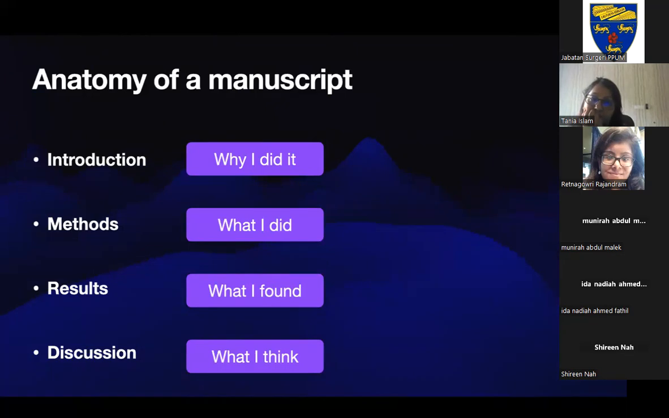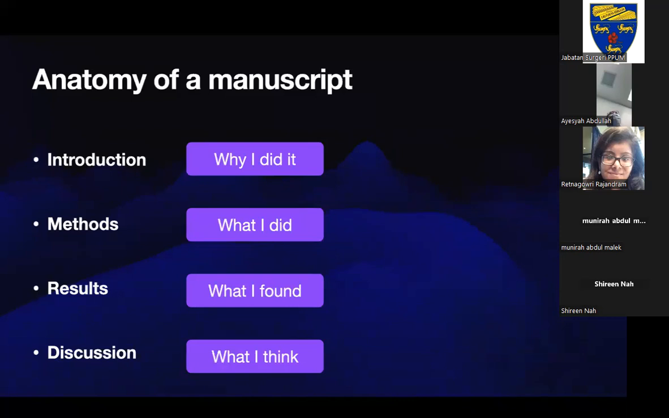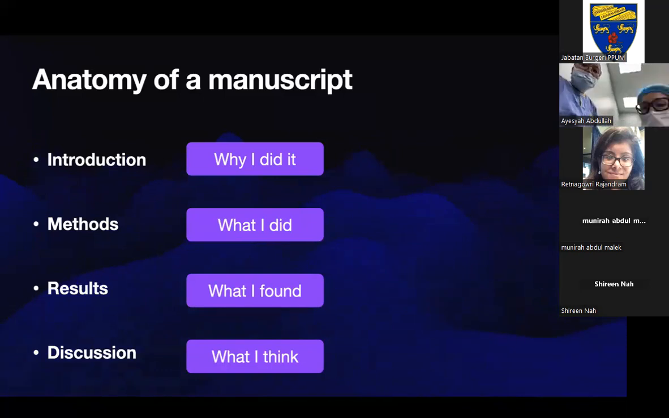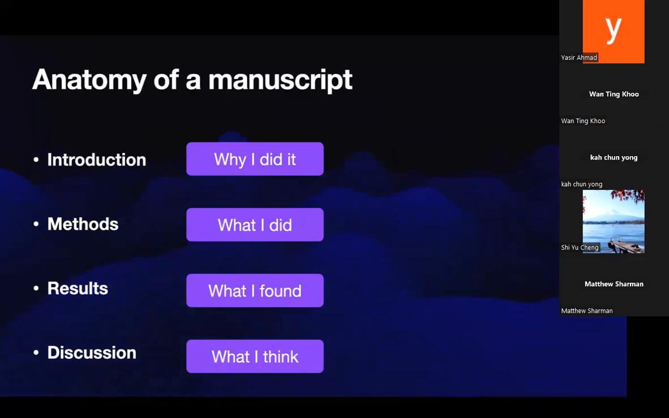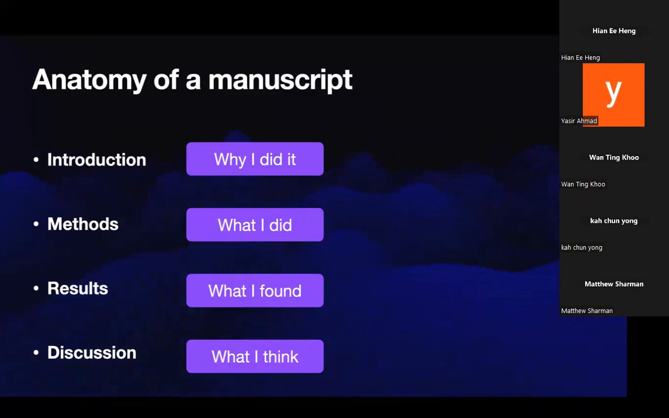Next is the method section, and the method section is basically what you did in your study. That means just describing the activity of what you did, whether it's how you collected the data, what kind of data you collected, what tool you used, who you asked, how you approached the patients, where you found your patients, where you found your case notes, your logbooks, where you retrieved your data. So it's very, very factual. It is describing what you did.